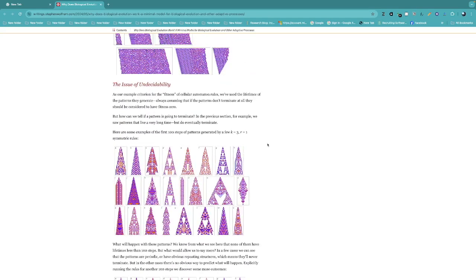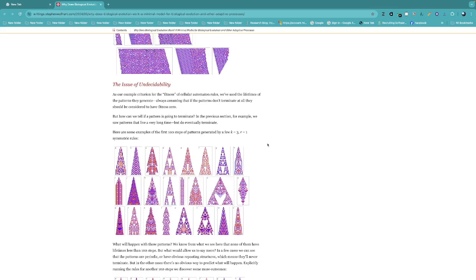Then he gets into some of the issues in computation. The first thing he talks about is this issue of undecidability. This is where we talk about these fitness criteria and how patterns either terminate or don't terminate. And then he asks the question, but how can we tell if a pattern is going to terminate?